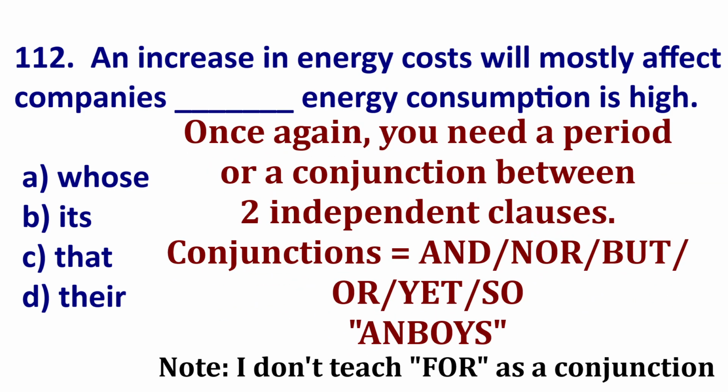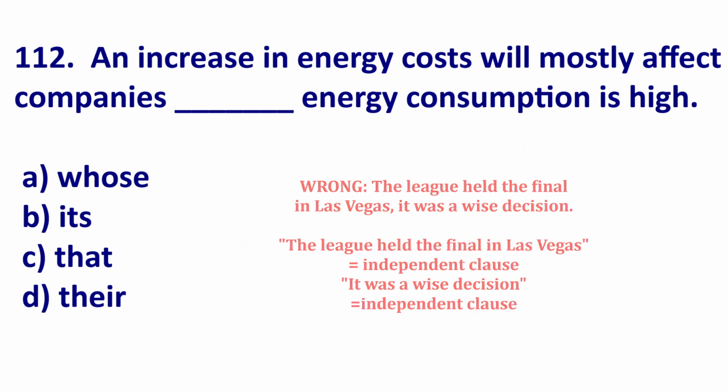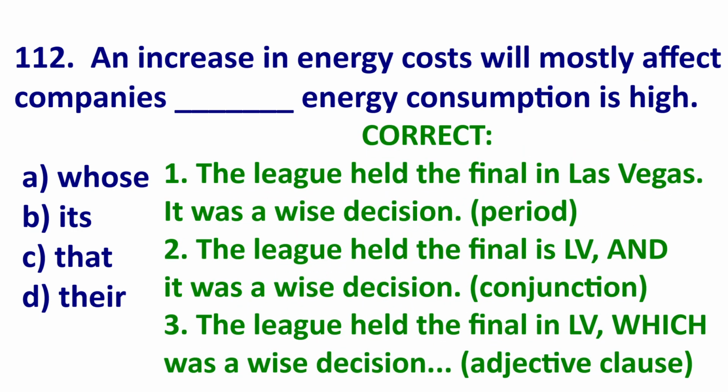The rule is you need a period or conjunction between two independent clauses. So it is wrong to say the league held the final in Las Vegas, comma, it was a wise decision. This is wrong because you are joining two independent clauses with just a comma. So you can say the league held the final in Las Vegas, period. It was a wise decision. That's okay. Or the league held the final in Las Vegas and it was a wise decision. So and is a conjunction.